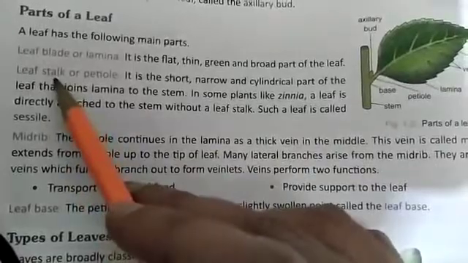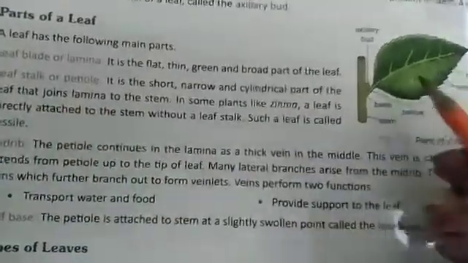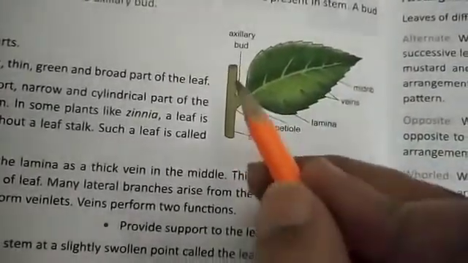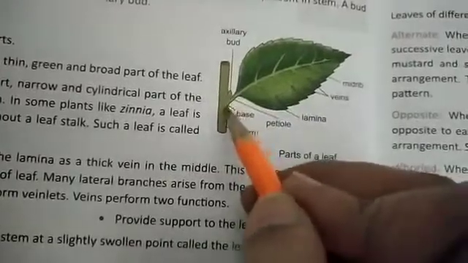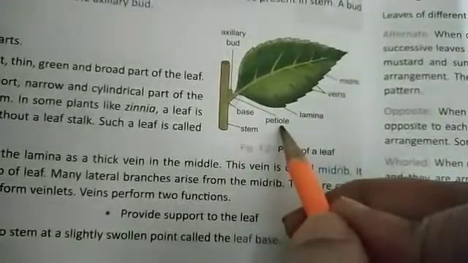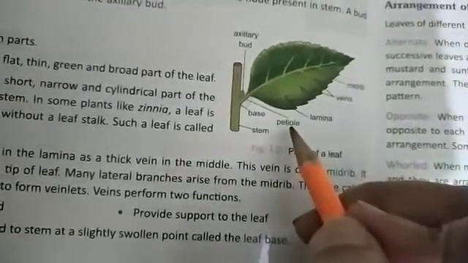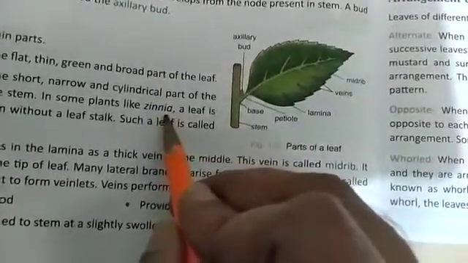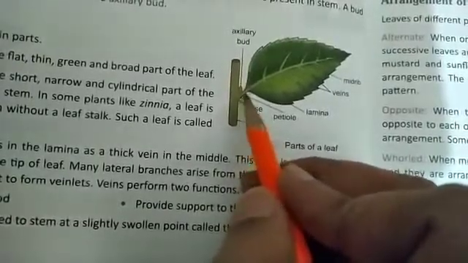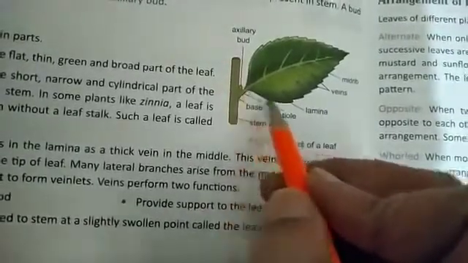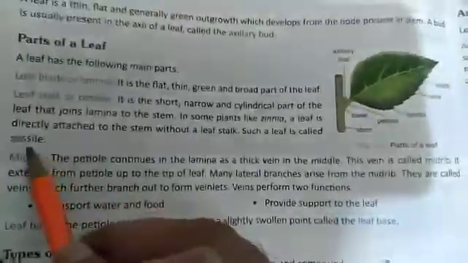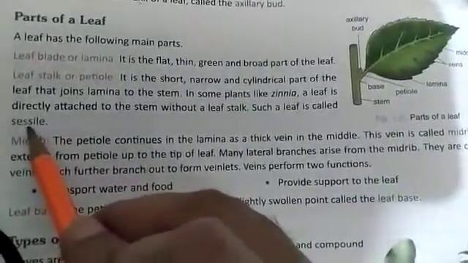So let us see the meaning of leaf stalk or petiole. Here, students, you can see this is the leaf, this is the stem, and the leaf is attached to this stem from this portion, and this portion is called the petiole. Now in some plants, like the example given, Zinnia, the leaf is directly attached to the stem and there is no petiole. So a plant which does not have the leaf stalk or petiole has a sessile leaf, simply.